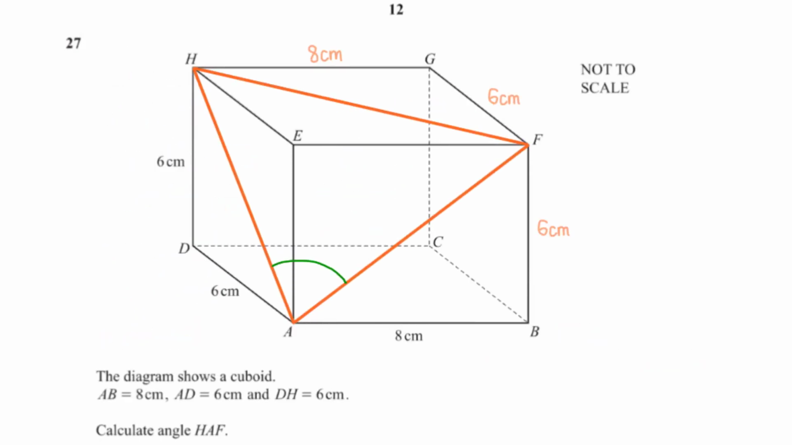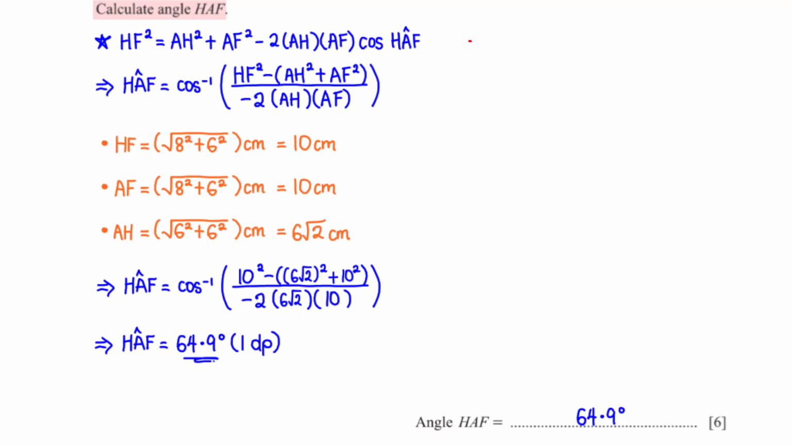The diagram shows a cuboid. AB equals 8 centimeters, AD equals 6 centimeters, and DH equals 6 centimeters. Calculate angle HAF. Angle HAF has been indicated on the diagram. We can find the lengths of all the sides of triangle HAF. This means we can apply the cosine rule to find angle HAF. When we apply the cosine rule to triangle HAF and make angle HAF the subject of the equation, this is what we get.